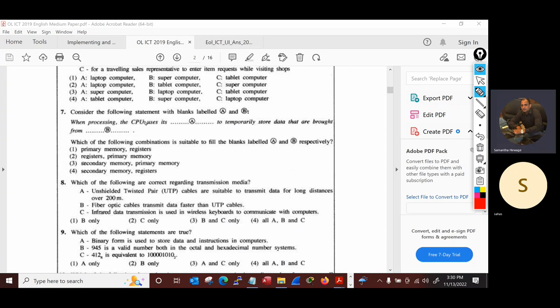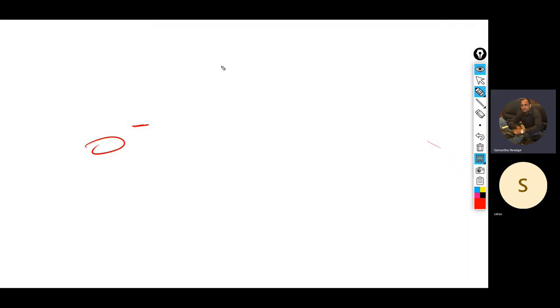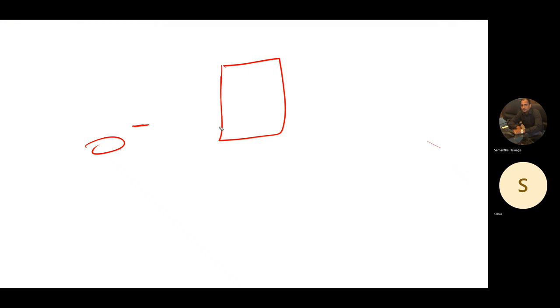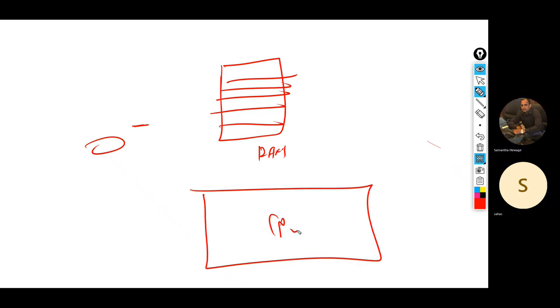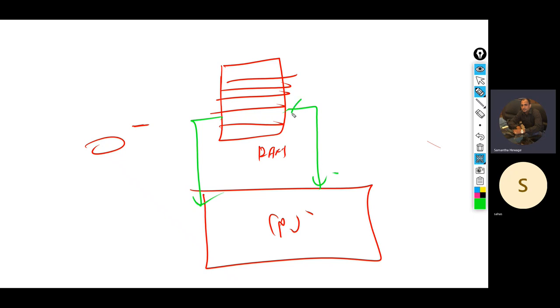Second one. When processing, the CPU uses its... primary memory is not inside the CPU. Primary memory means the RAM. The CPU is one thing and the RAM is another; the data is exchanged between the CPU and the RAM. Right, inside the CPU we have registers.